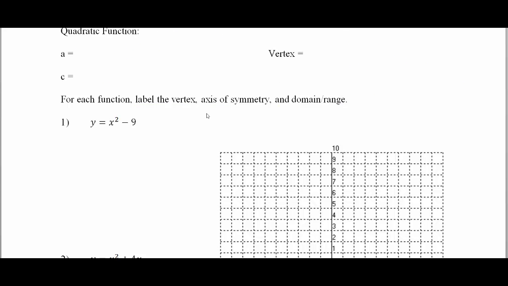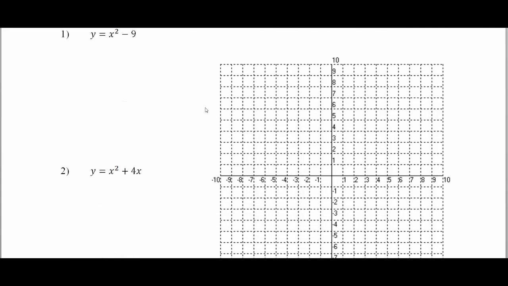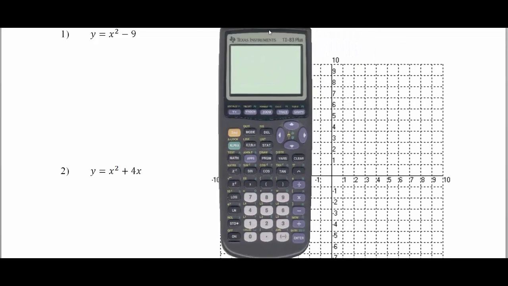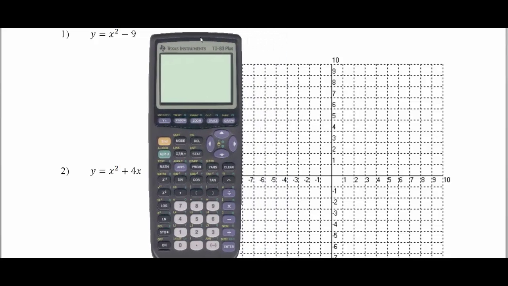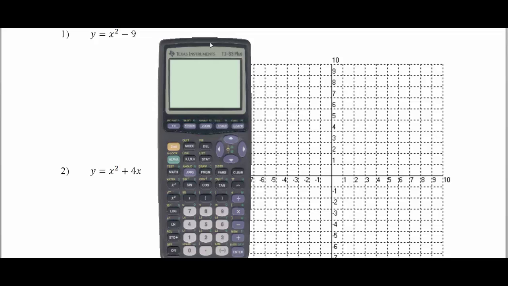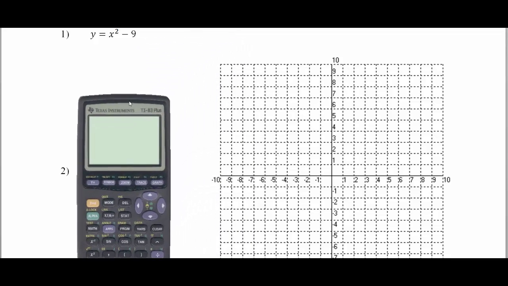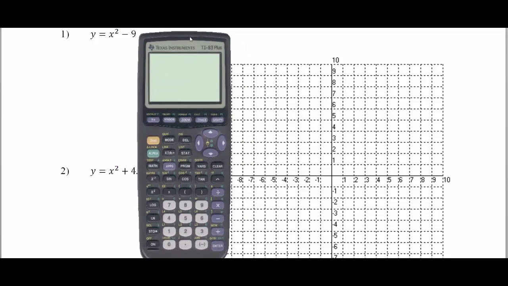So let's move down a little bit to our first example here. We're going to graph x squared minus y, and I'm going to bring up my calculator. First of all, it's probably useful to say that there are some things you should do to set your calculator up to help you with graphing this.